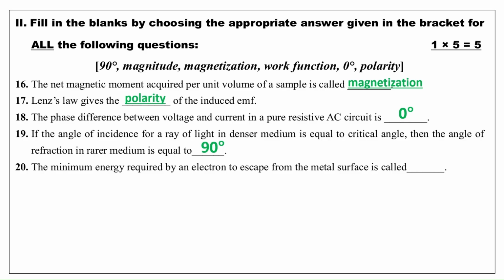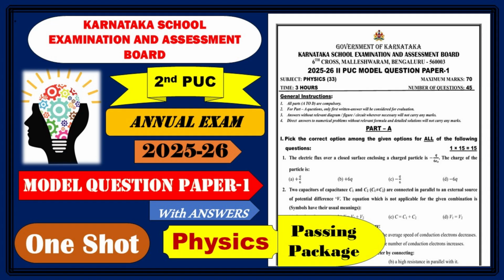Next. 20. The minimum energy required by an electron to escape from the metal surface is called dash. Answer is work function.